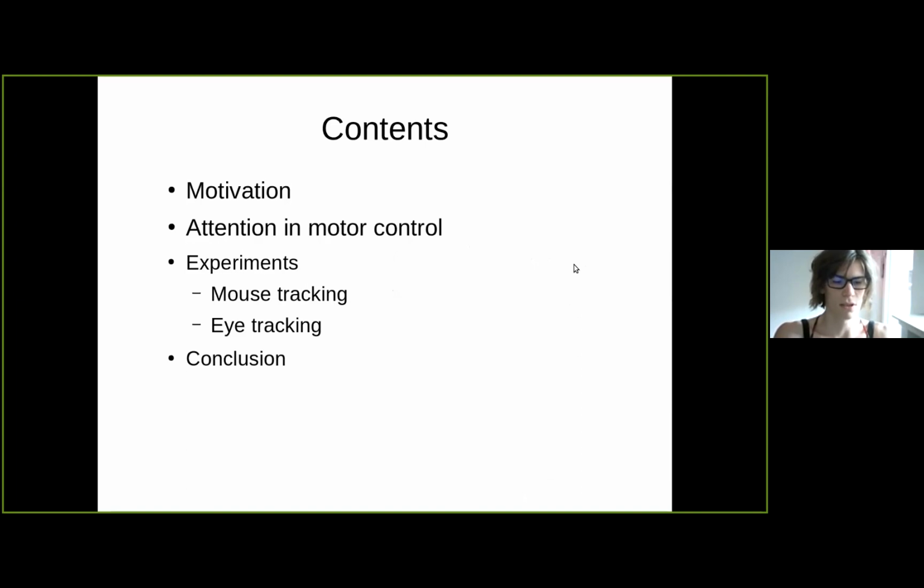I will start with explaining our motivation for probing the motor side of visual search. Then I will give you a bit of background on attention and motor control. We conducted two visual search experiments with mouse tracking and eye tracking, and I will explain those to you. And then I will conclude what we found. If you have questions anytime during the talk, just interrupt me.